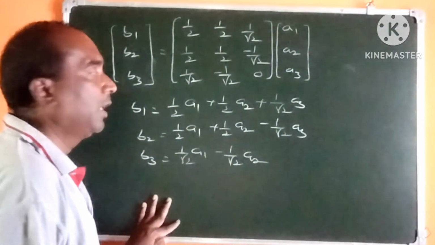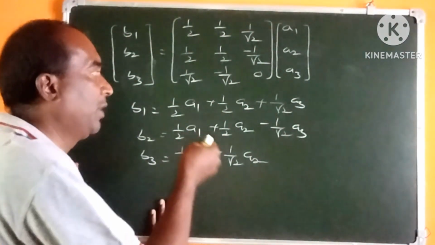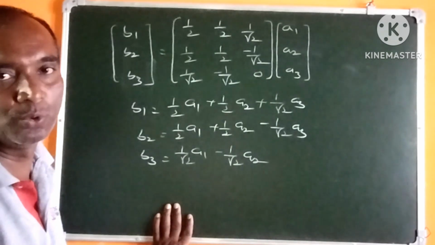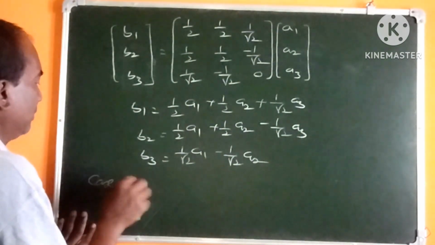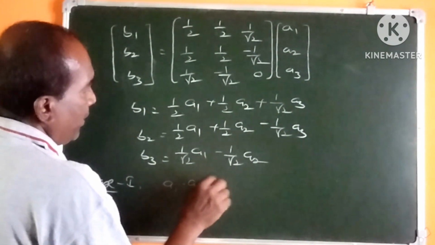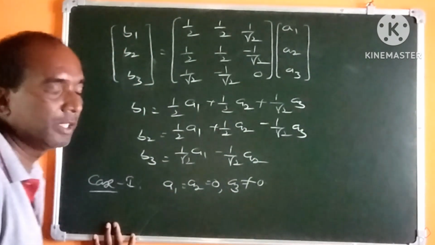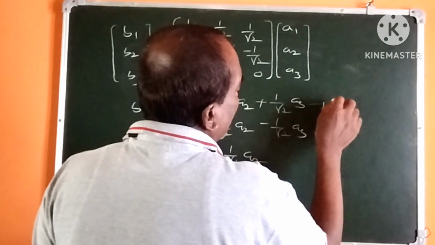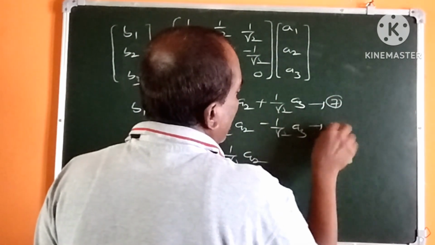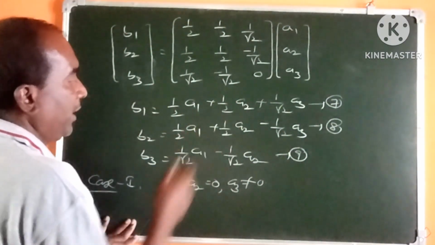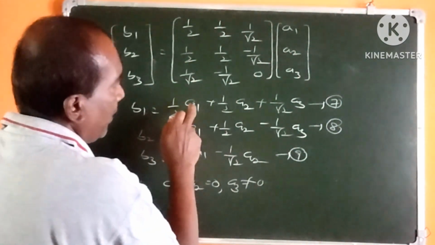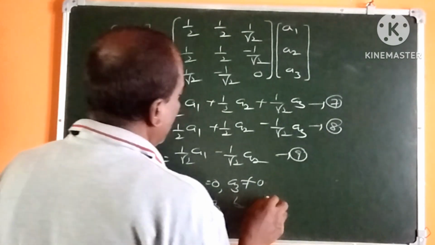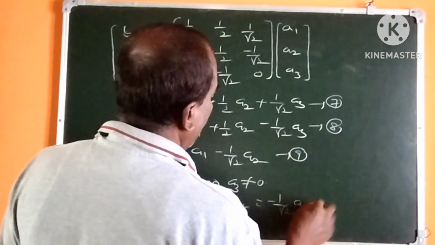By feeding the inputs at different ports, we can get the outputs at port 1, port 2, port 3. So let us consider the first case, case 1. Let A1 equal A2 equal 0 and A3 not equal to 0. That means power is fed at port 3, no power at port 1 and port 2. Taking these as equations 7, 8 and 9, we have B1 equals 1 by root 2 into A3, B2 equals minus 1 by root 2 into A3, and B3 equals 0.